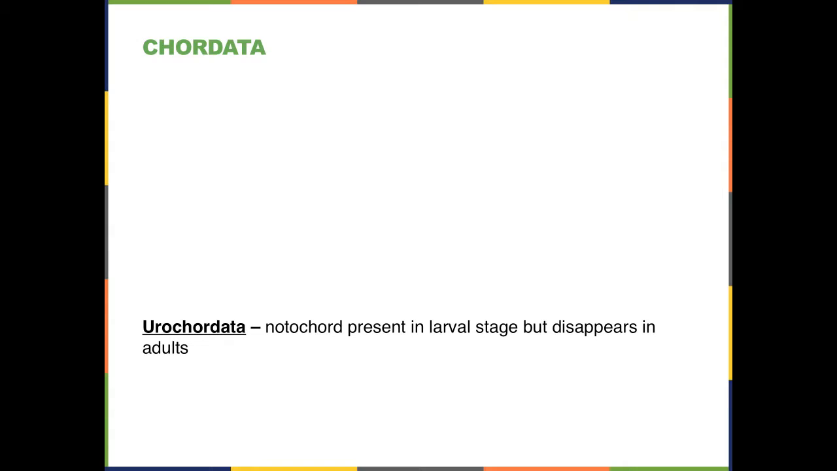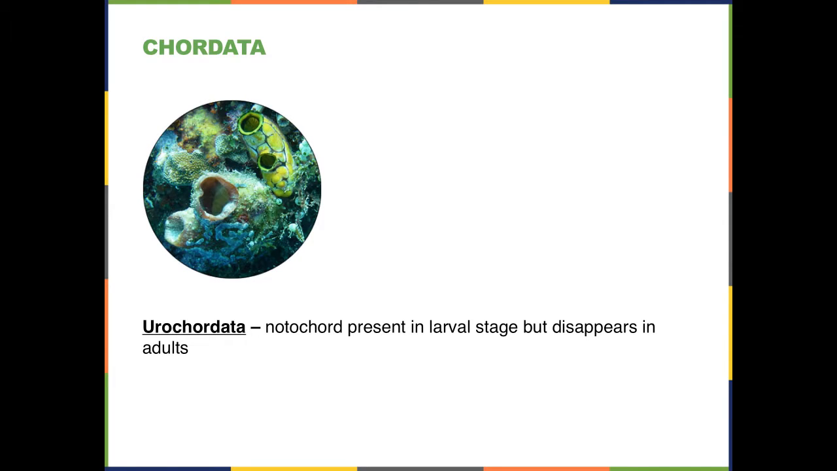Now, the chordata can be divided into several types. One is called the Urochordata. Urochordata are those organisms in this phylum whose notochord is only present during the larval stage, and then it disappears in an adult. This is an example, and if you remember the previous picture, this was a very early organism in the group known as Chordata.